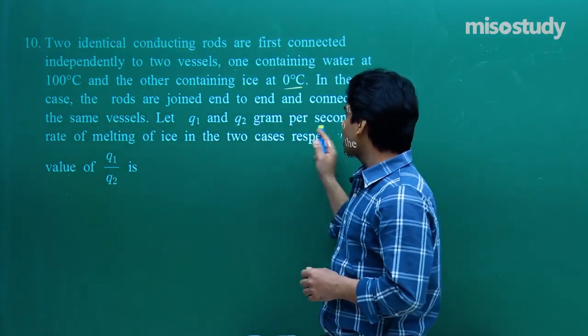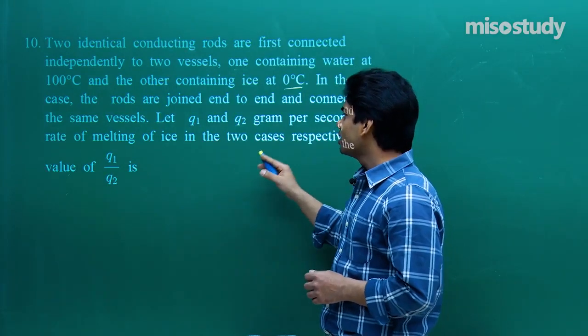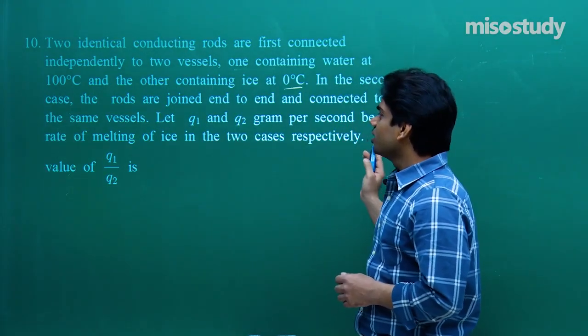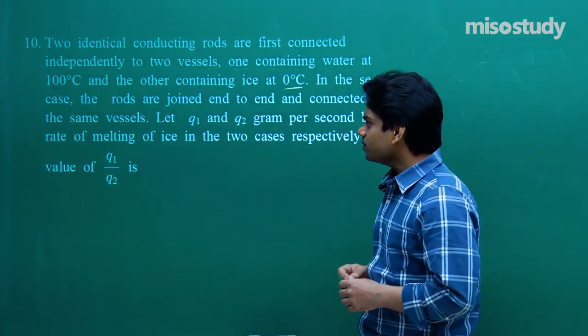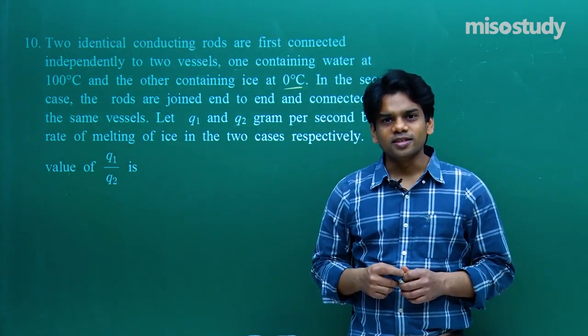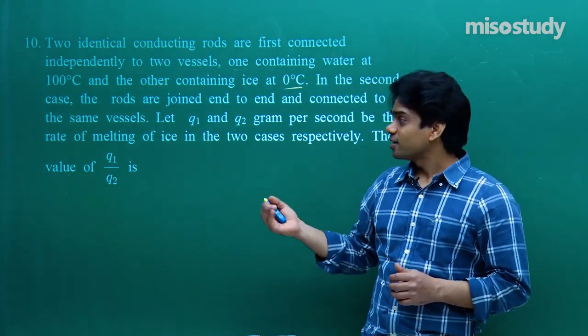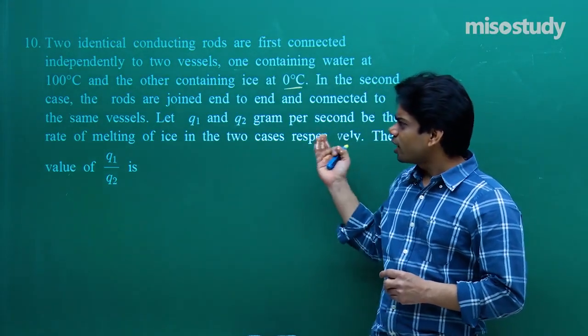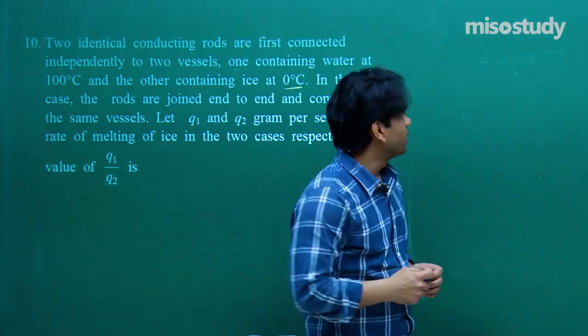Let Q1 and Q2 gram per second be the rate of melting of ice in the two cases respectively. The value of Q1 by Q2 is. So here we need to check the amount of heat energy generated, that is, actually we need to find out at which rate they are melting.